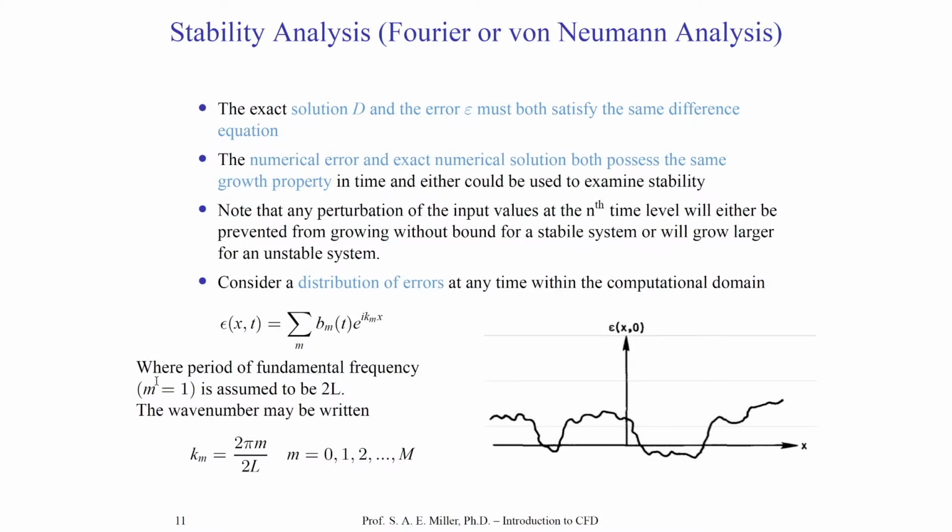Now, we'll examine and define that the number of fundamental frequencies or periods, that is m equals 1, is assumed to be in a domain 2L. So we are now restricting our problem to a domain 2L for the purposes of example. Then we can, of course, rewrite the wave number as k_m equals 2 pi m over 2L. So you can imagine if we set m equals 0, we should get 0. M equals 1 will be 2 pi over 2L. M equals 2 will be 4 pi over 2L, which would be 2 pi over L itself, etc.